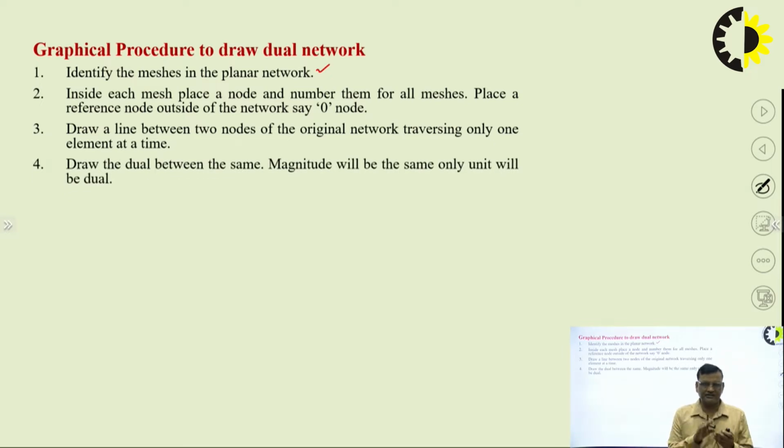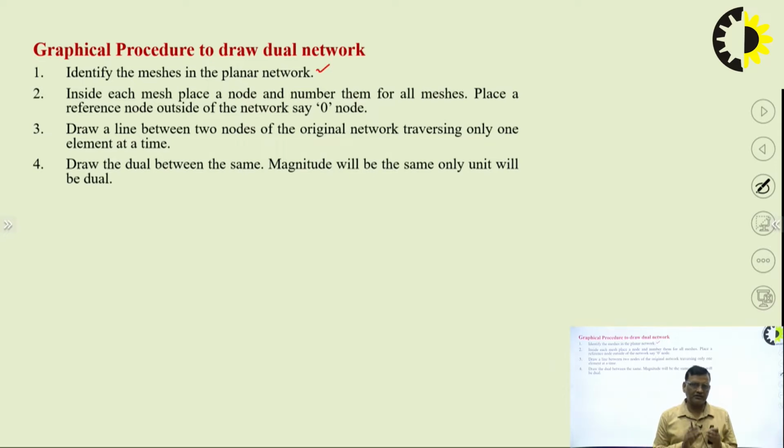Then draw the dual between the same. Suppose a series RLC circuit, these components are in series. So in the dual, they will be in parallel. If you want to draw the dual of the resistor, that will be the conductance. The dual of the inductor is the capacitor, and of the capacitor is the inductor. And if there is a voltage source, then in the dual, that will be the current source.